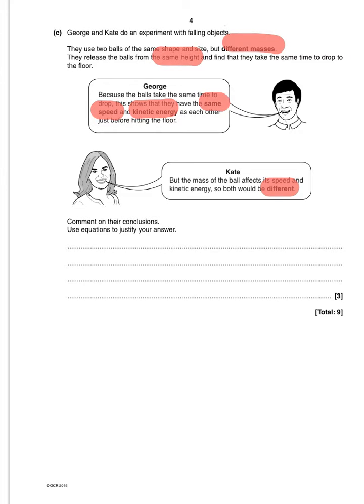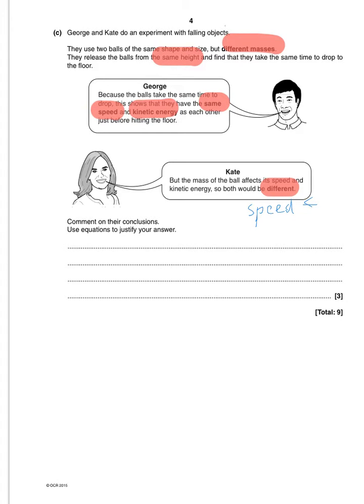So we've got to separate it into two things here. Okay, so the first one is the speed. Now they both hit the ground at the same time, so that should allow us to conclude something about the speed of the objects. Okay.